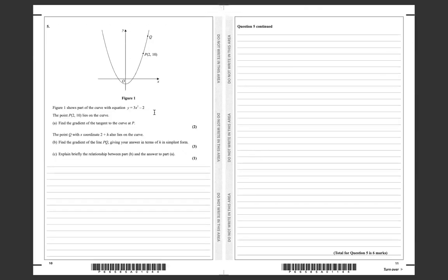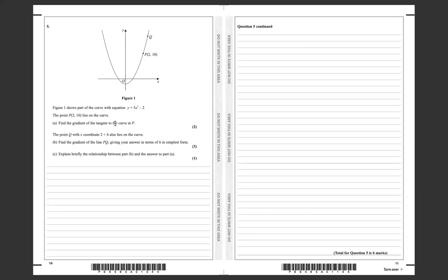Now look at this. This is a quadratic equation. Figure 1 shows part of the curve with equation 3x squared minus 2. The point (2, 10) lies on the curve. Find the gradient of the tangent to the curve at P. Although it looks like a quadratic, to find the gradient we need to differentiate the equation, and differentiation is almost our 8th or 9th chapter.